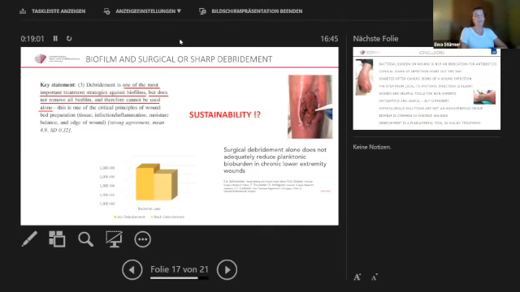And if you look at this graph, analyzing the bacterial load on the wound which was surgically debrided, what happened to the bacterial burden within 24 hours, you get aware of the fact that a surgical debridement reduces the bacterial burden not very extensively. You get a loss of bacteria of 2 by the power of 10, and that's not really much.